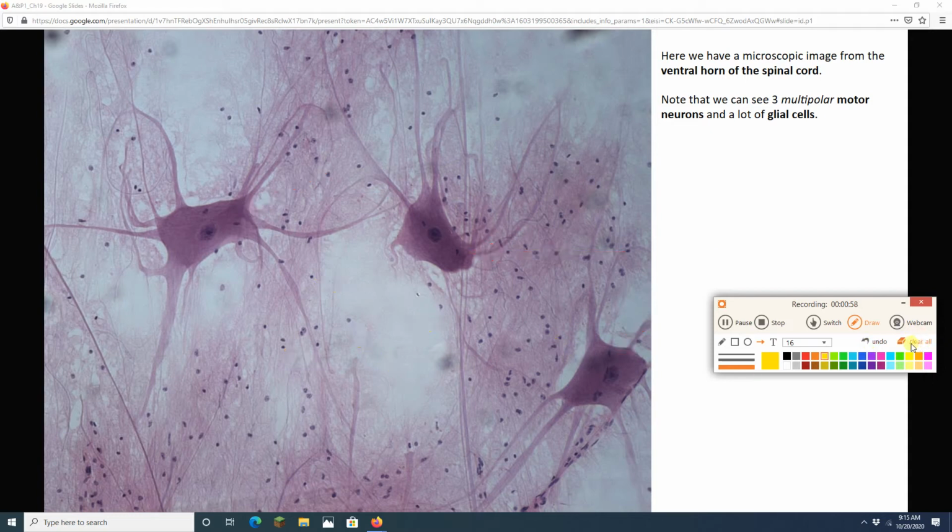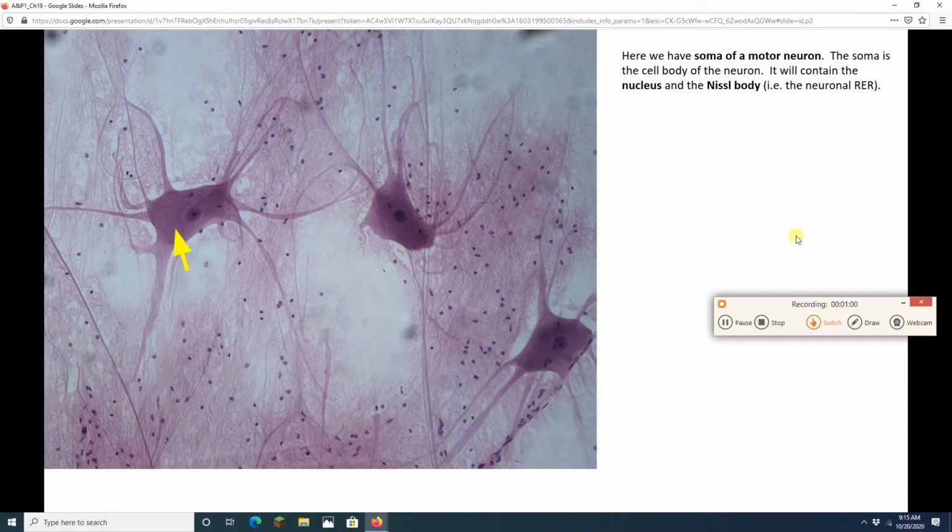Okay, let's look at some things on these neurons. I mentioned earlier, we can see the soma. The cell body of the neuron is called the soma. It is going to contain the nucleus as well as the Nissl body. Remember, the Nissl body is the neuron's version of the rough endoplasmic reticulum.